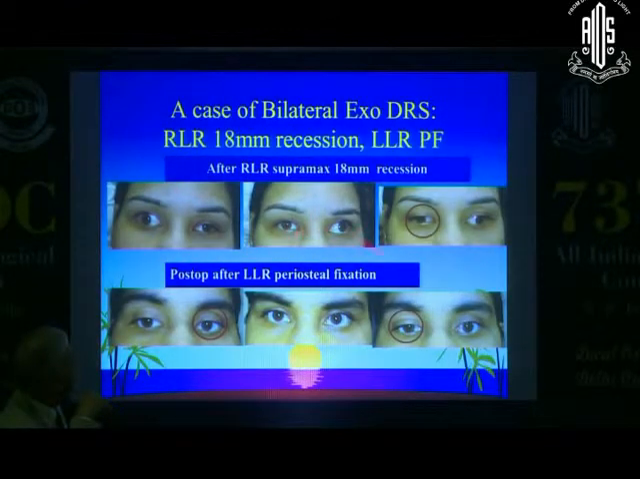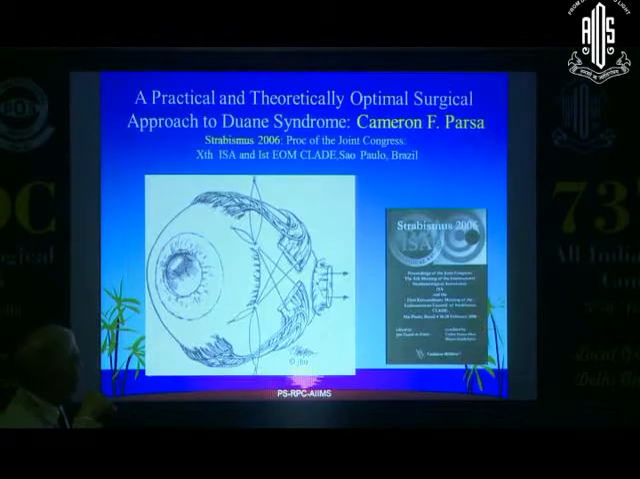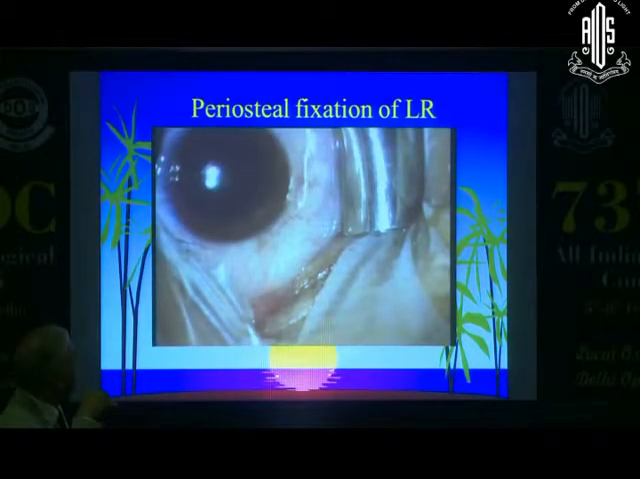This is a case in which you would see here a supramaximal 18 mm LR recession was done in the right eye. And what you see here in the right eye, in spite of this, there is a retraction and adduction limitation. And so we went ahead and did the LR periosteal fixation in the left eye, and you'll find the left eye is behaving much better than the right eye. So this is, to my mind, the best solution for EXO-DRS cases. And you can add a PVRT to this to help you in improving the abduction.